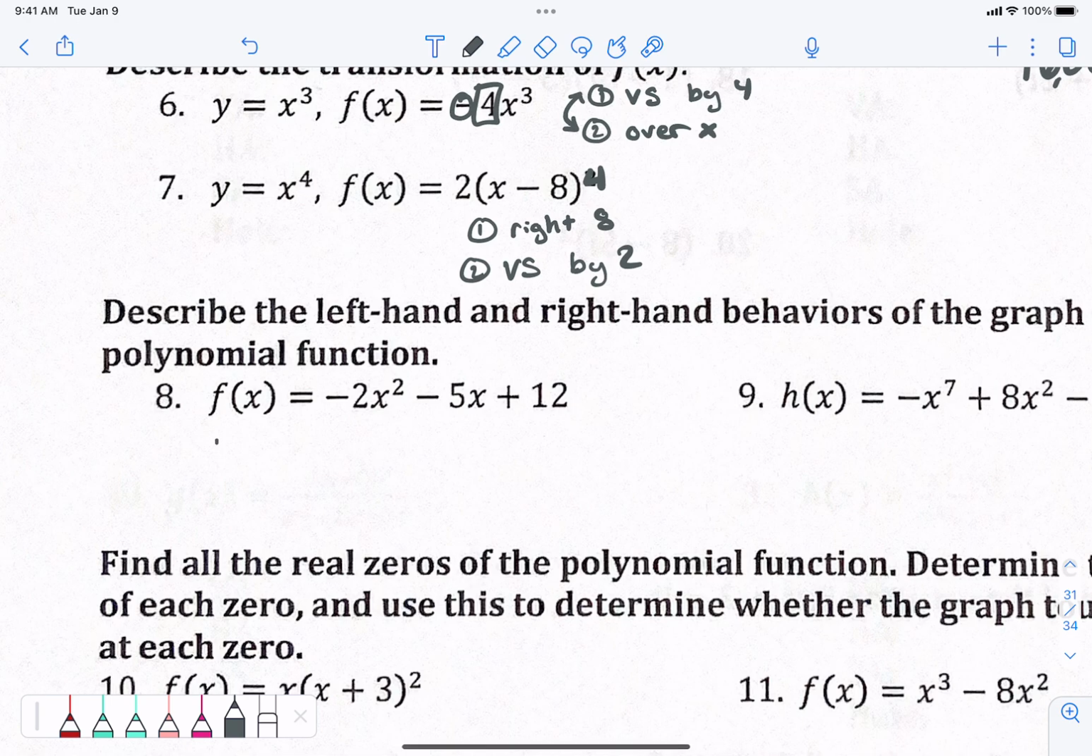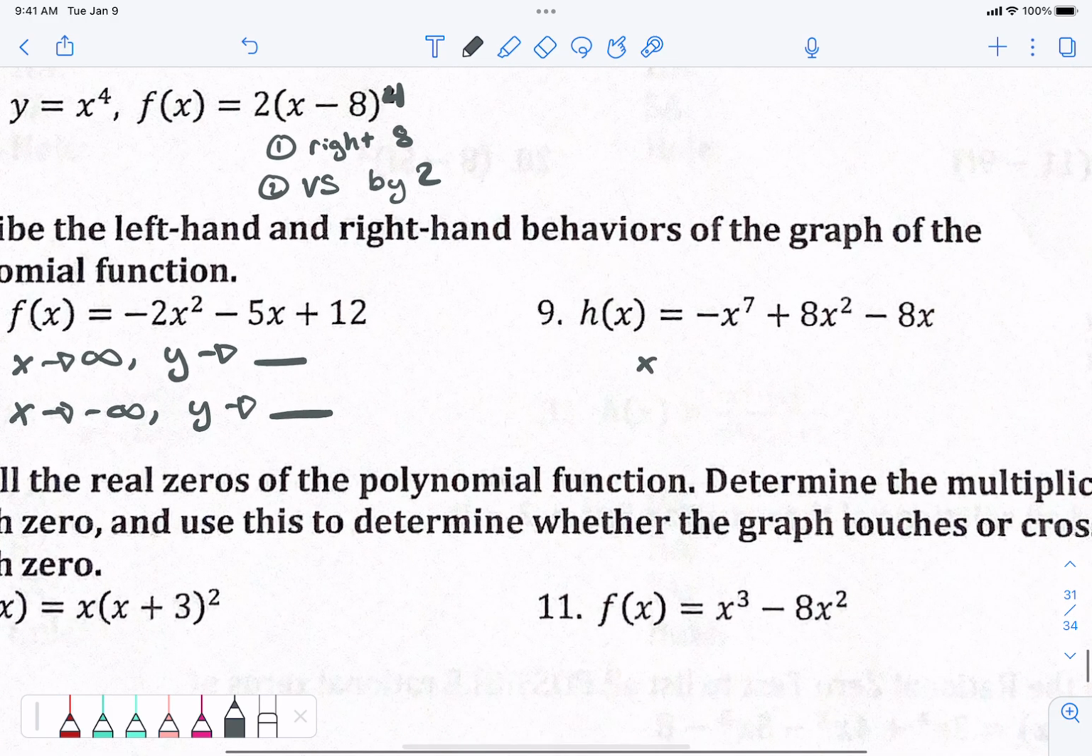How do we do that? As X goes to infinity, Y goes to something. Left hand or right hand. Why are they both vertical? X goes to negative infinity, Y goes to something. I'm going to do that on 8 and 9.